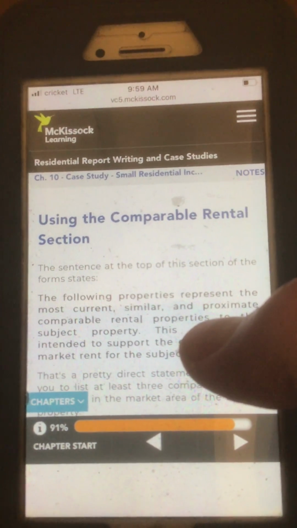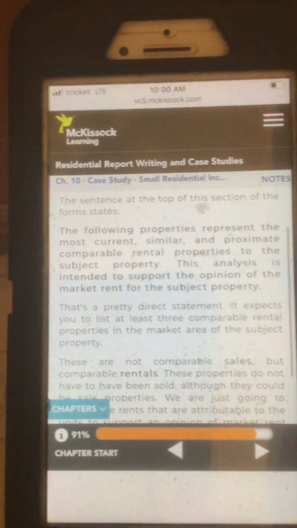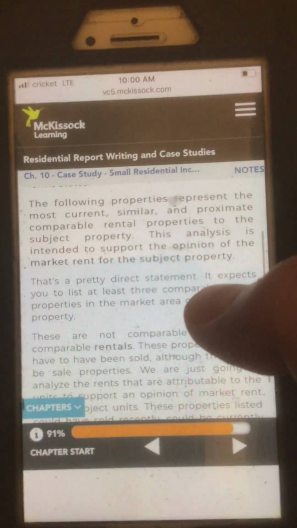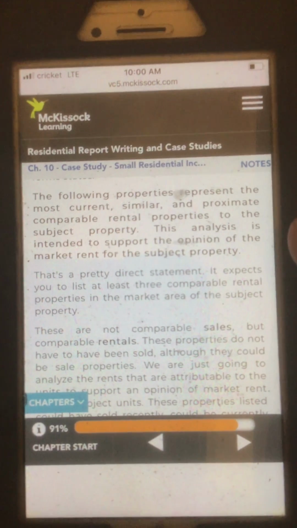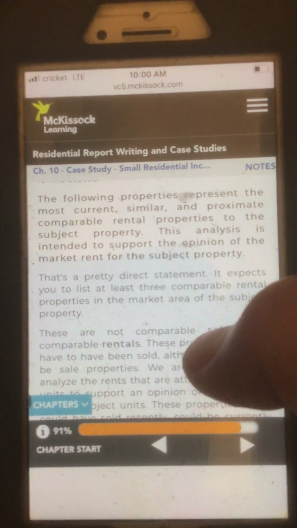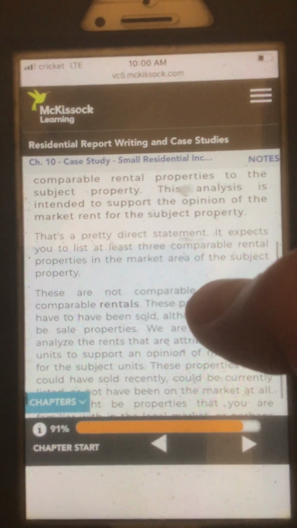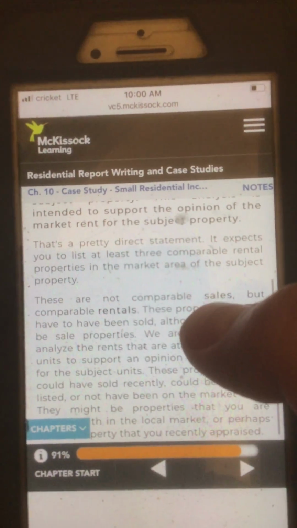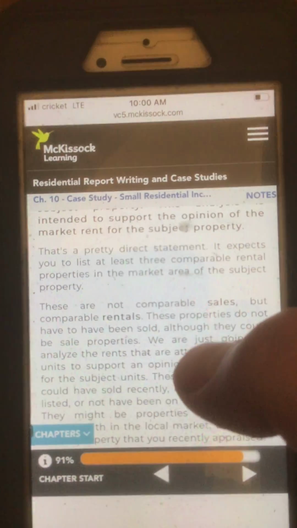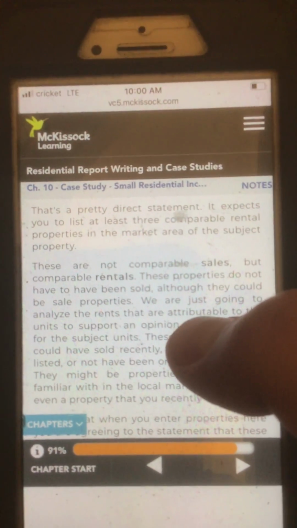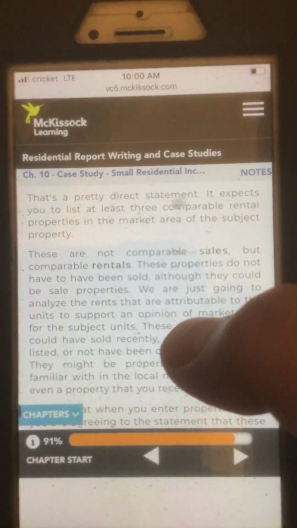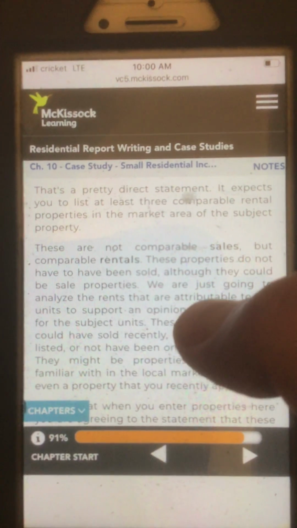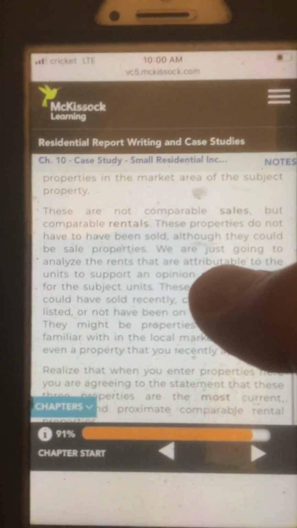Using the comparable rental section, the sentence at the top of this section of the form states, the following properties represent the most current, similar, and proximate comparable rental properties to the subject property. This analysis is intended to support the opinion of market rent for the subject property. That's a pretty direct statement. It expects you to list at least 3 comparable rental properties in the market area of the subject property.